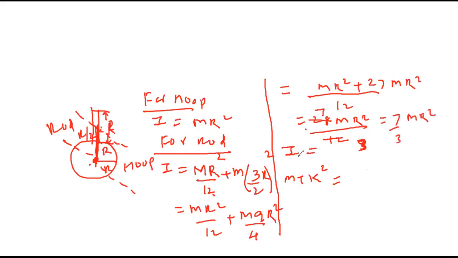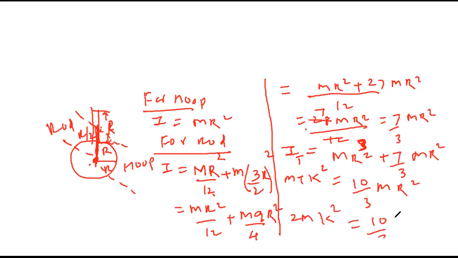So I equals total: mr square plus 7 by 3 mr square, correct? So 3 plus 7, 10 by 3 mr square. Total mass means 2m into k square is 10 by 3 mr square. So I can cancel m from both sides. 2 5s are 10. k will be root of 5 by 3 r. Root 5 by 3 r is the answer. That is answer D.